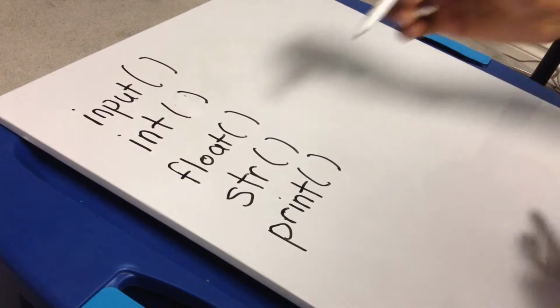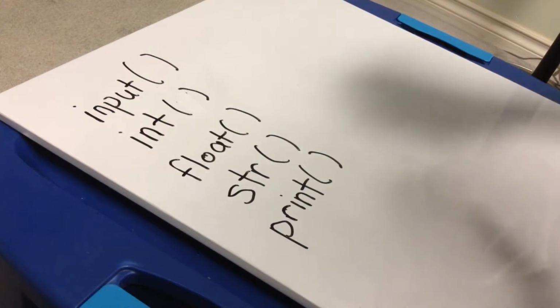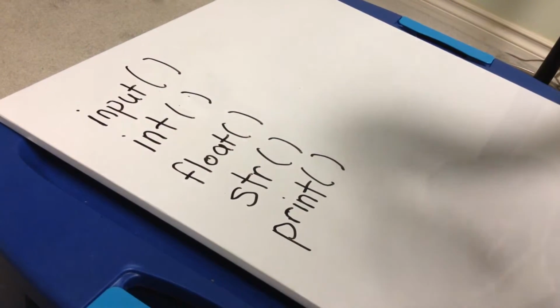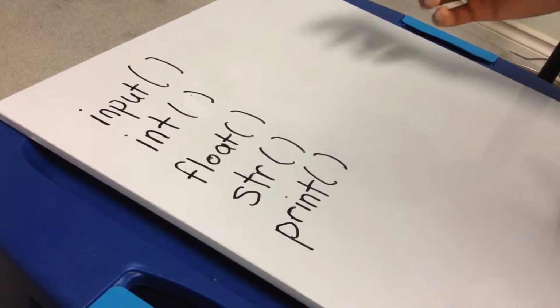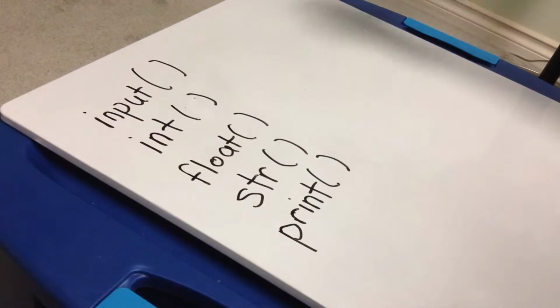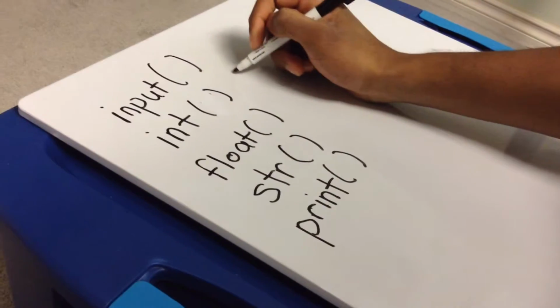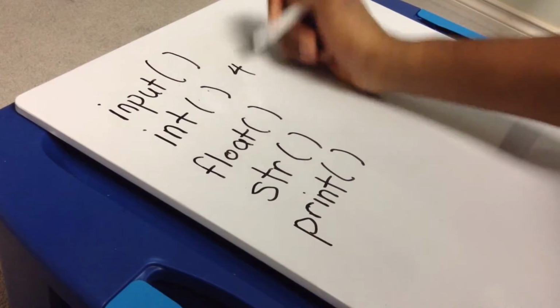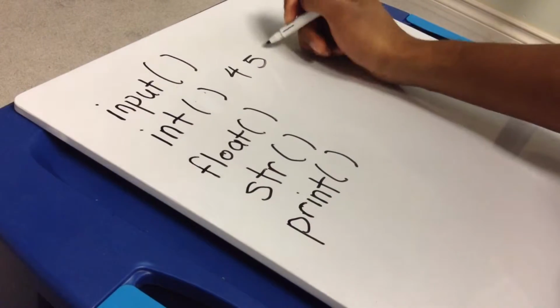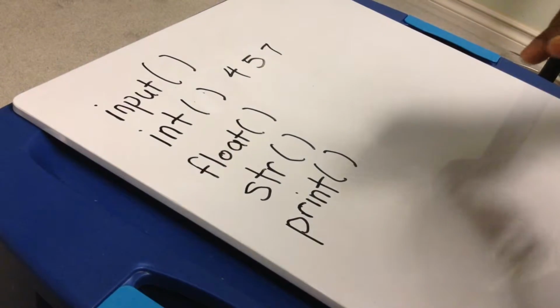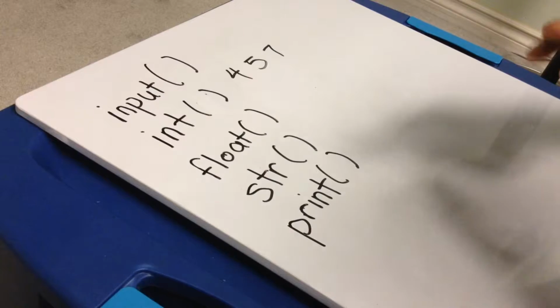Alright, so moving on. Now we have the integer function, which is represented by int. And what this does is it asks for some kind of integer. And what I mean by integer is any kind of whole number. And so it could be 4, 5, or 7, or anything along the lines, as long as it's a whole number and it's an integer.